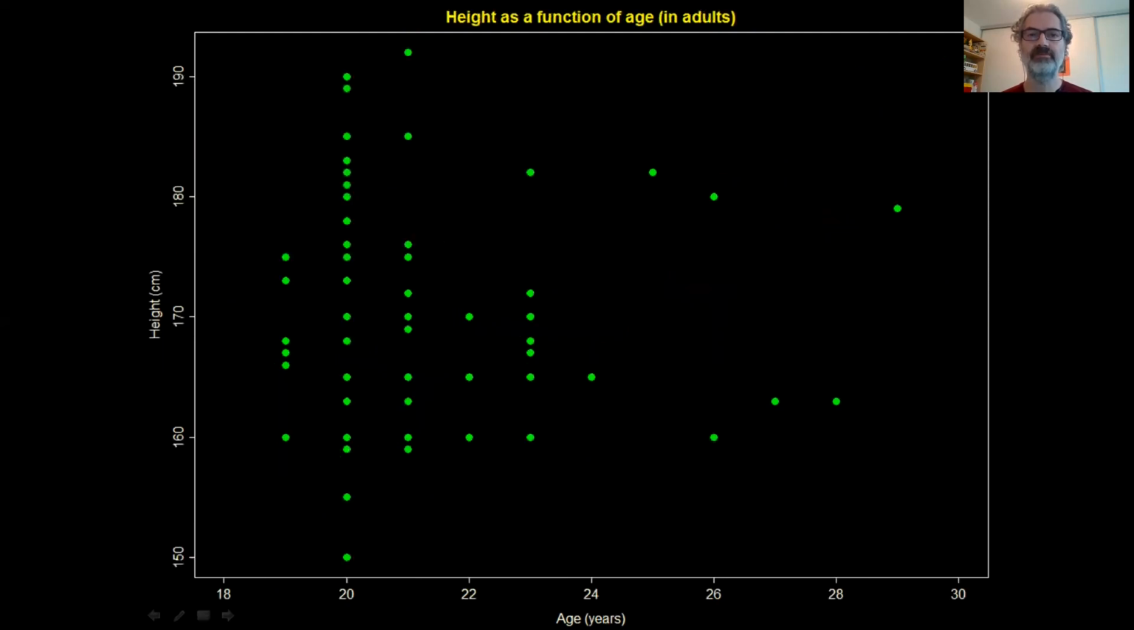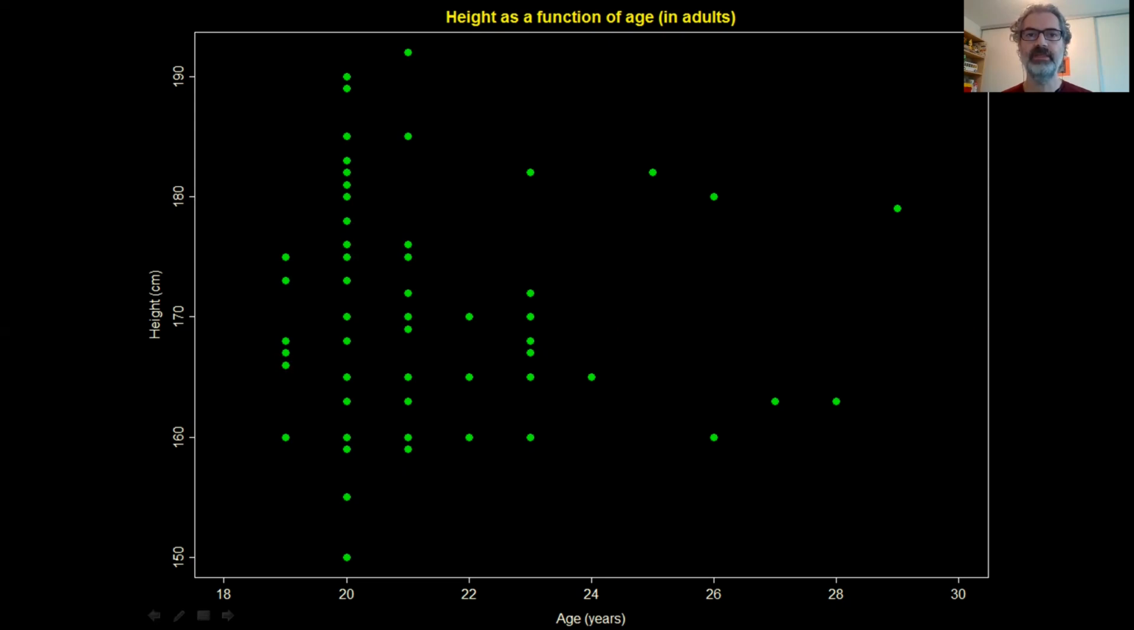And here is an example of two uncorrelated variables. This is height as a function of age for adults. Each point again is one person. On the horizontal axis, we have age in years, and on the vertical axis, we have height in centimeters. Because people don't grow anymore when they're adults, these two variables are uncorrelated, and we see that the range of heights is about the same for the different ages, except that there are more participants in the younger ages here because this was a student sample. But this is not an association between the two variables.